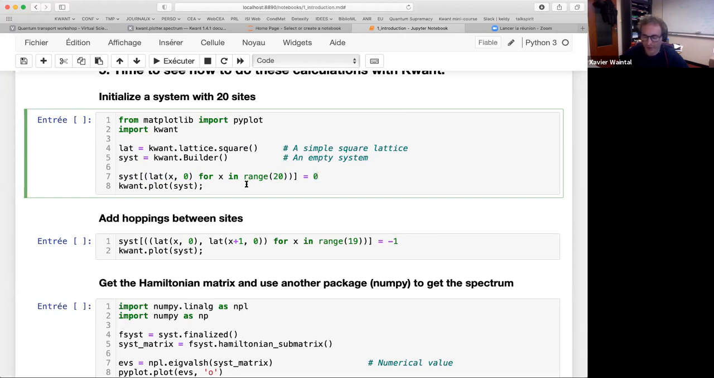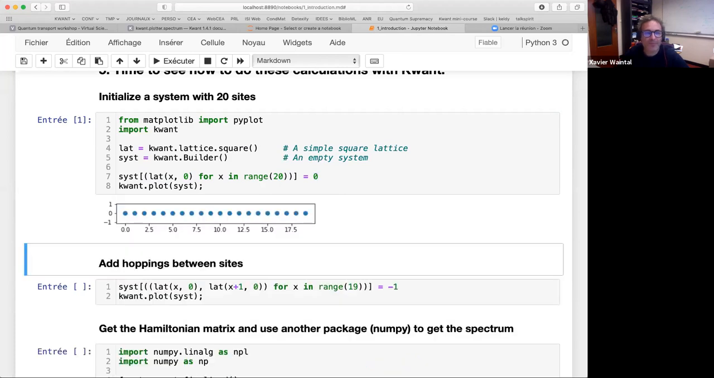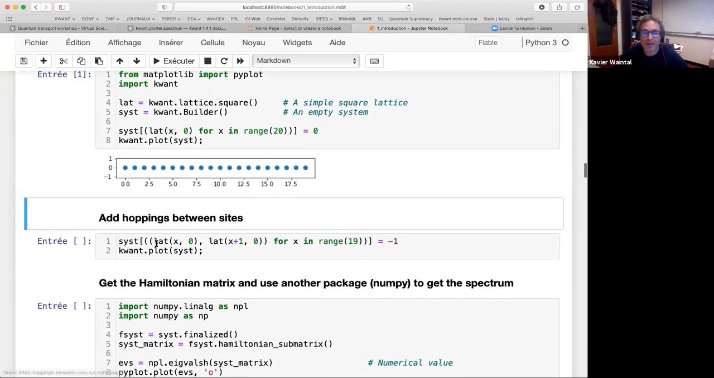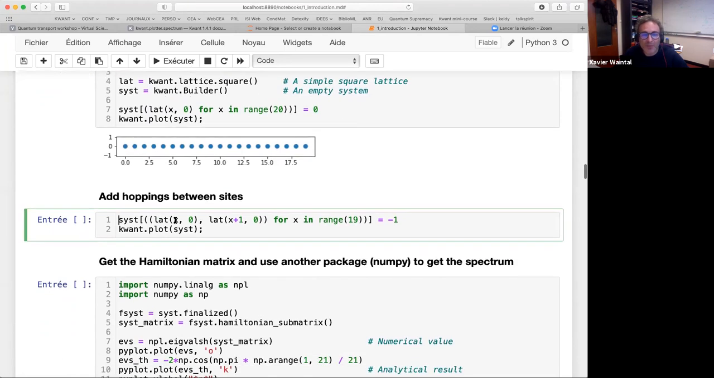And then we can actually plot this. So now let me run this cell. And I get my 20 sites here in a line. You see that there is nothing connecting them so far, so there is no hopping between them. So this is a very boring problem at the moment. So in the next line here, I start to introduce hoppings between this site and the next one, right? And you see now it's only for up to 19 because I just don't want to do it to the last one. And I put this hopping to be equal to -1.